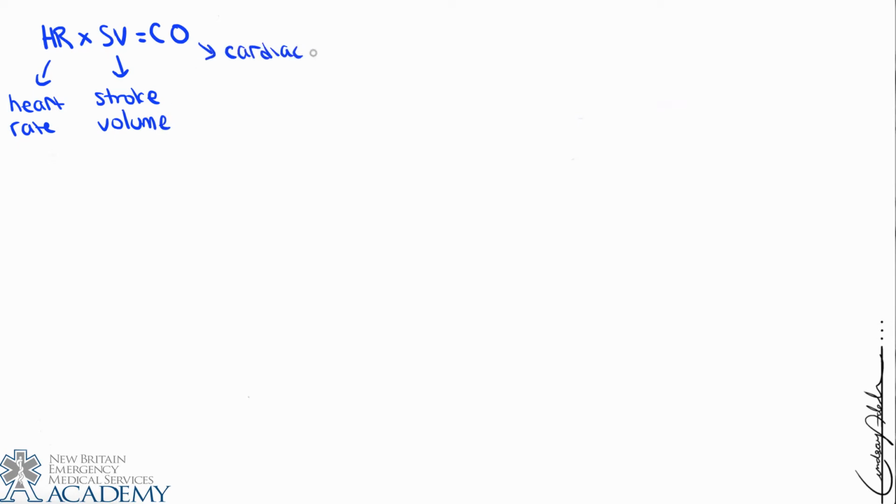So that brings us to an important equation that we need to consider, and this equation is heart rate times stroke volume equals cardiac output. So the abbreviations are here, and basically heart rate is the number of times the heart beats per minute. Stroke volume is the amount of blood that's pumped out of the heart in a single heartbeat. And so when we multiply them together, cardiac output is basically the amount of blood that's pumped out of the heart each minute. And cardiac output is a really important term.